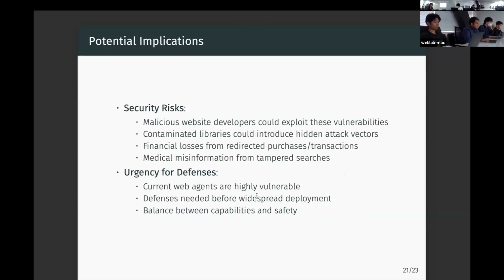Potential implications. Security risks: malicious website developers could exploit these vulnerabilities, and contaminated libraries could introduce hidden attack vectors. Financial losses from redirected purchases and transactions. Medical misinformation, as seen earlier in the example, from tampered searches. There's an urgency for defenses. Current web agents are highly vulnerable. Defenses are needed before widespread deployment. Balance between safety and capabilities is essential.